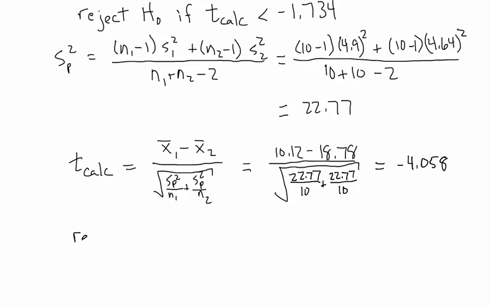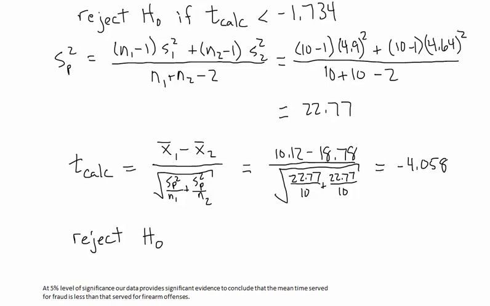So we're going to reject H naught. And now we need to write a conclusion. And our conclusion is, at the 5% level of significance, our data provides sufficient evidence to conclude that the mean time served for fraud is less than that served for the firearm offenses. And that's our video on a two-sample hypothesis test with an unknown sigma and assumed variances equal, or pooled variances.